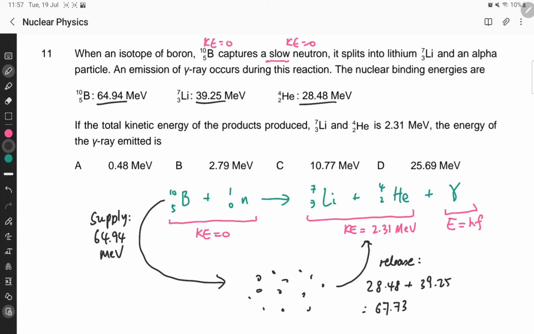So the difference in these two: here you have to supply this amount, and later on you have 67.73 MeV released. So net, this gives you an energy release of the difference, which is 2.79 MeV. So this 2.79 partially goes to the 2.31, the remaining goes to this guy. So you do a simple math, the gamma particle must have energy of 0.48 MeV, and that's A.